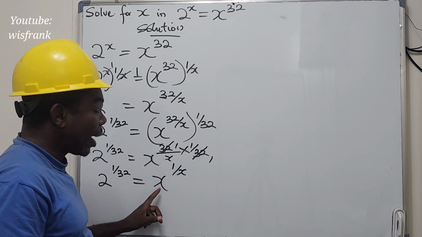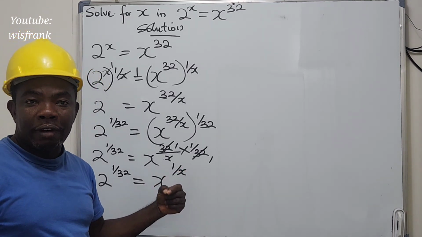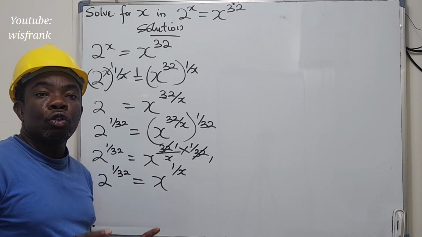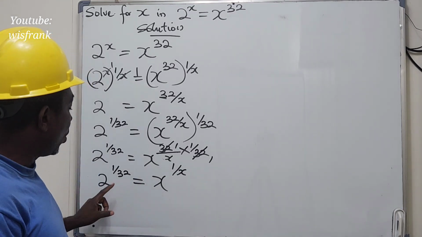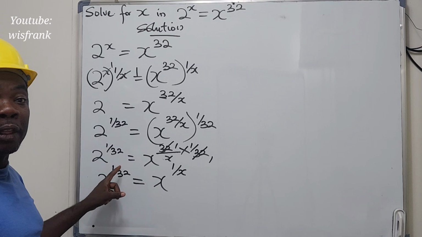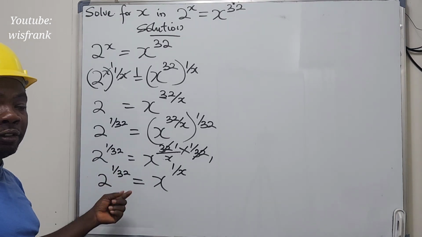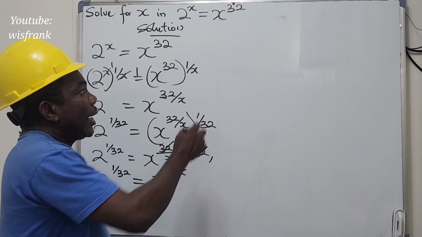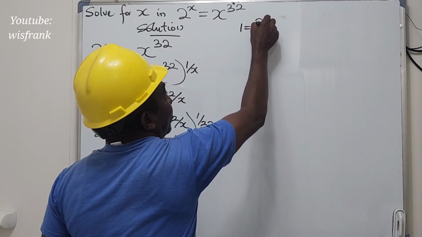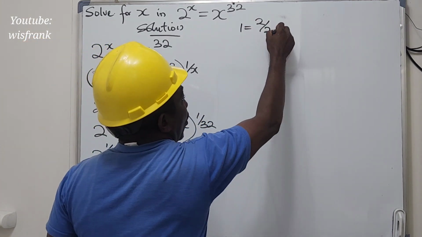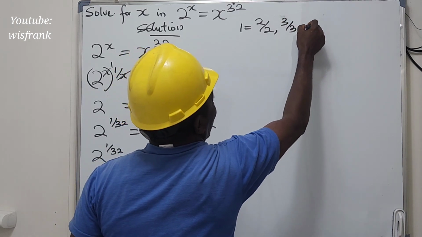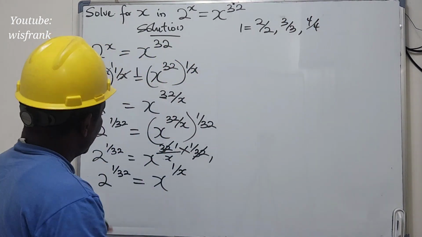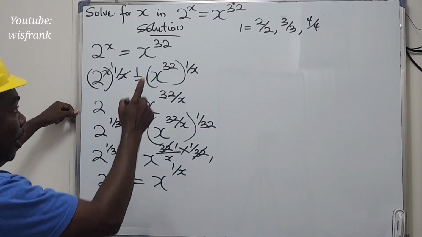So here we have x to the power of 1 over itself, and also we have 2 to the power of 1 over 32. The next step is for us to make sure that what we have here is the same thing in 1 over what we have here. So we need to multiply by 1, and that 1 can be equal to 2 over 2, or 3 over 3, or 4 over 4. So let's take 2 over 2. So here we can multiply by the power of 2 over 2.